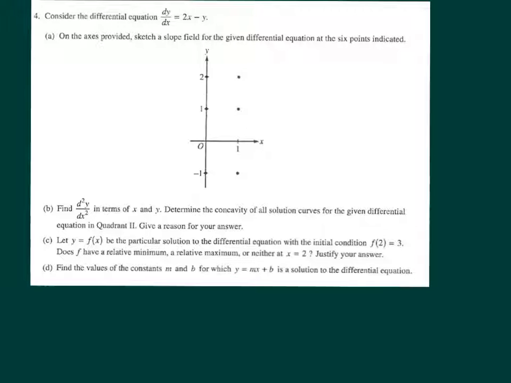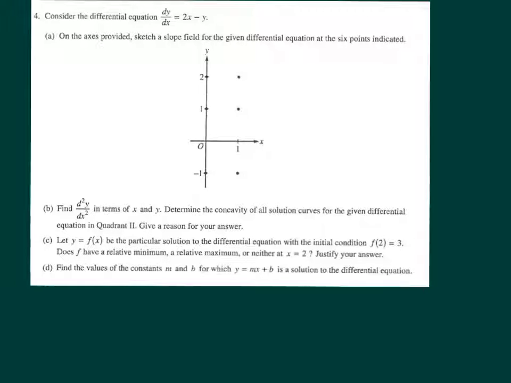Number 4. This one's a little bit different for a slope field and differential equation problem, because they don't ask you to find the particular solution. The big reason is that the differential equation they give you is one you can't separate. You can't separate the variables, so you won't have to find a particular solution. But you do have a slope field, so they want you to sketch the slope field for that differential equation at the 6 points: (0, 2), (1, 2), (0, 1), (1, 1), (0, -1), and (1, -1).